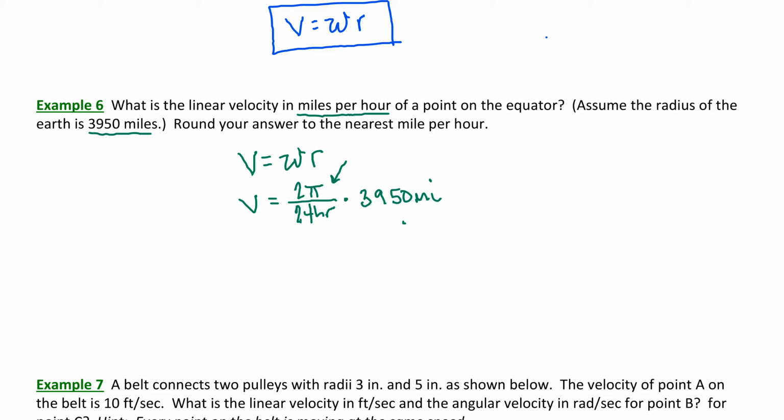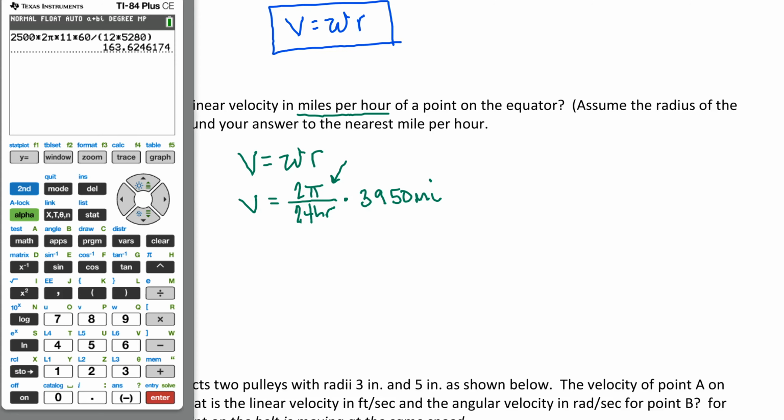Now, notice here I did not write down any units for radians. In a calculation like this, we're going to ignore radians. Radians don't bring any new information to our units, although we sometimes write those down when we're doing conversion problems. In this case, you can see that the resulting units are miles per hour.